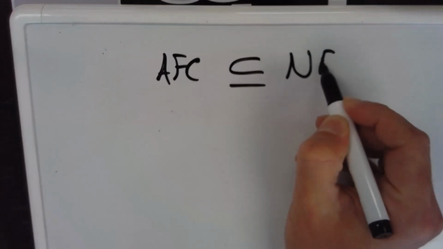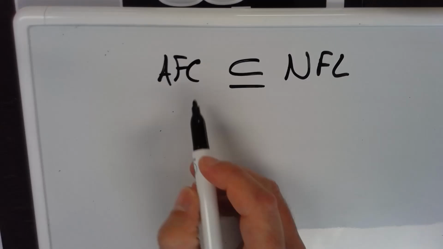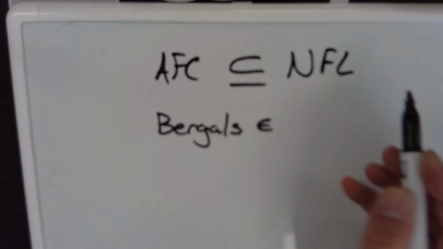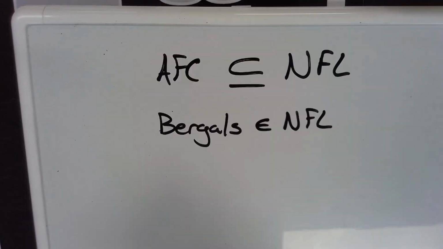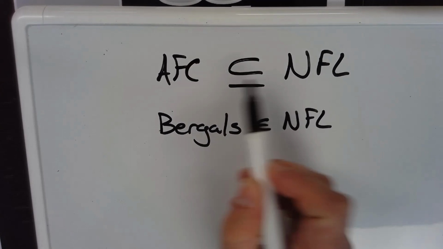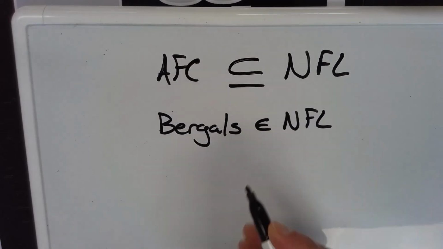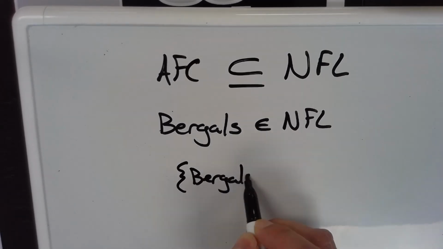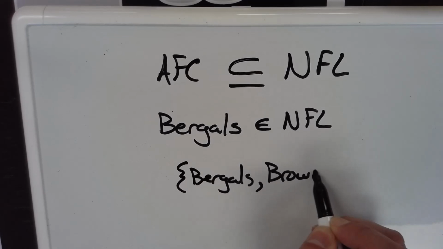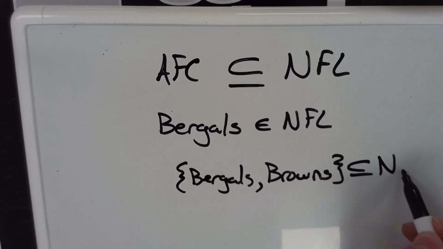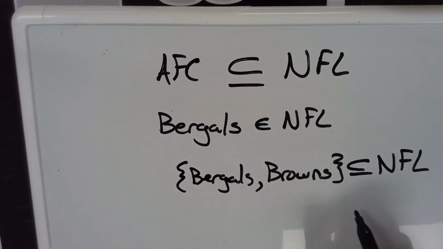Now, if you just wanted the Bengals, you would say they are an element of the NFL. And so if you're using this symbol, they both have to be some kind of set. It could be as easy as Bengals, Browns. That's a set, and they could be a subset of the NFL. They could also be a subset of the AFC. So how's that? Is that okay?